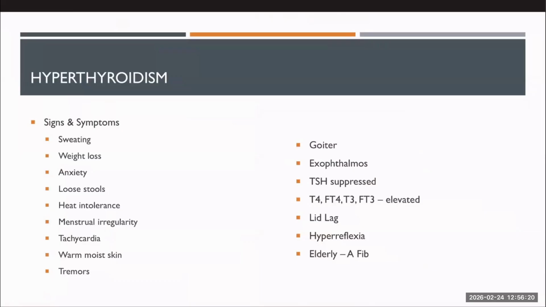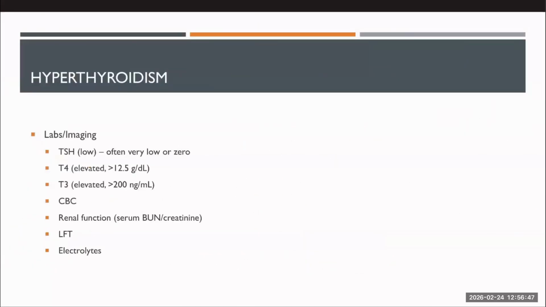So signs and symptoms, we just went over that before. This is important as well. Any elderly patient who comes in with new onset of atrial fibrillation, check the thyroid levels. If they're hyperthyroid, that can cause them to go into atrial fibrillation. They don't have an actual cardiac cause for it. It's an underlying cause that put them into AFib. Labs: TSH very low, T4 and T3 are going to be high. You can check CBC, make sure they're not anemic. Check your renal function, LFTs, and your electrolytes.